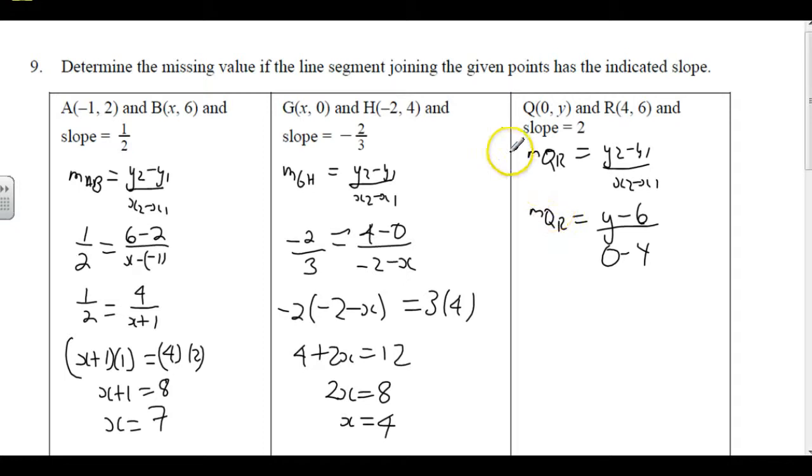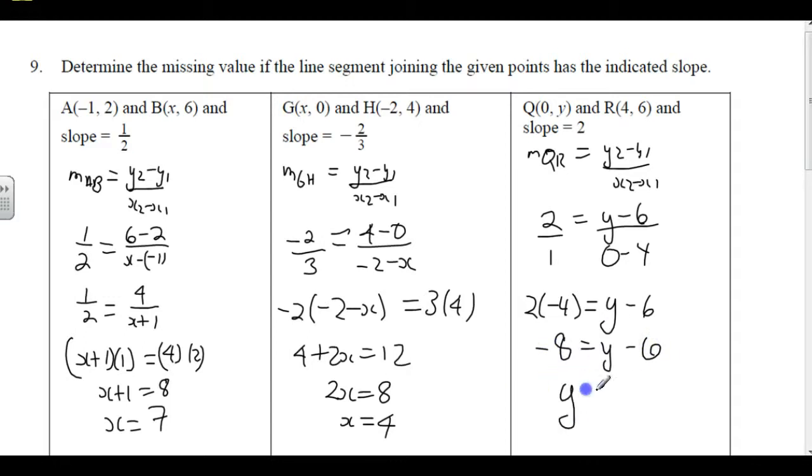Oh wait, we know that slope is 2, so let's get rid of this. We want to write 2. Oops, still have the eraser. I'm going to write that as 2 over 1. So take a slope of 2 and just write it as 2 over 1. This gives me 2 times negative 4 is equal to 1 times y minus 6. Negative 8 is y minus 6. Add 6 to both sides, and we get y is equal to negative 2.